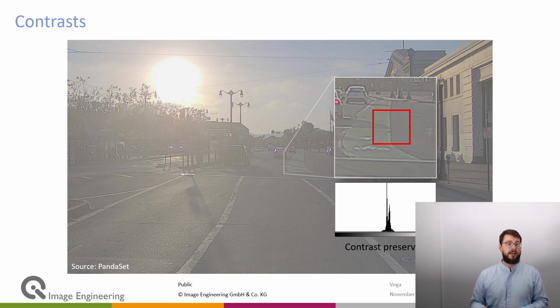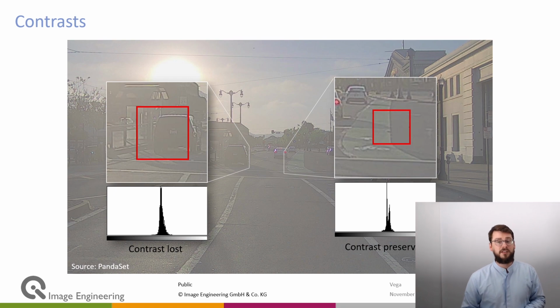Looking at the car, on the other hand, on the other side of the image, we can see that there is a major loss of contrast. It goes to this extent where the whole car is just one uniform plane.